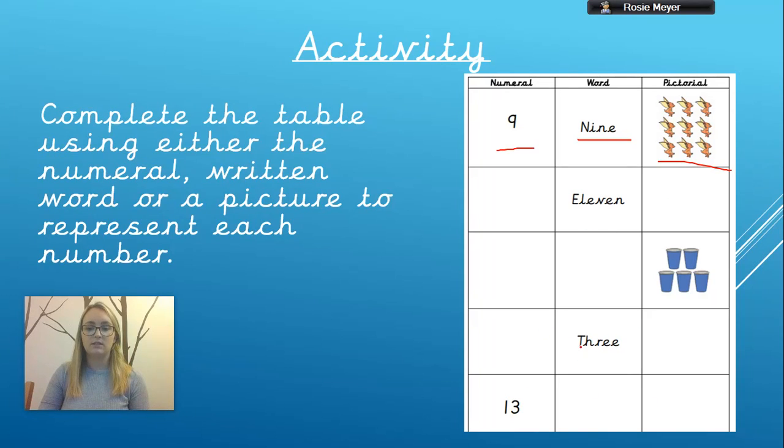So this one says 3, so you need to write the numeral number 3, and you need to draw 3 things. It could be 3 squares, it could be 3 triangles, it could be 3 cars. So it's up to you how you're going to represent it. It could be the face of a dice that shows number 3, or it could be 3 fingers. You could draw 3 fingers, holding up 3 fingers. So there's lots of different ways, and I want you to have a go at thinking of some different ways of representing those numbers.